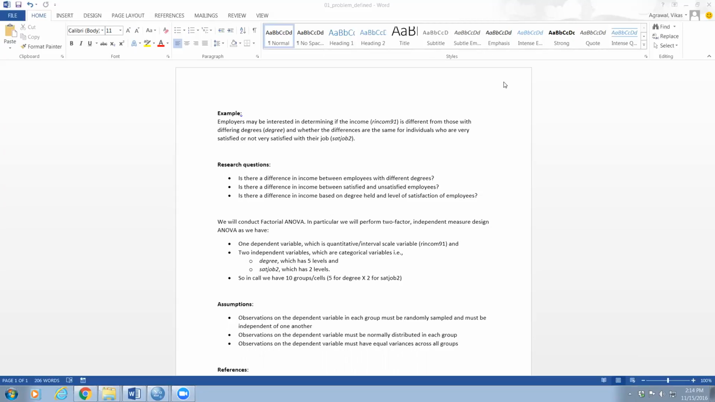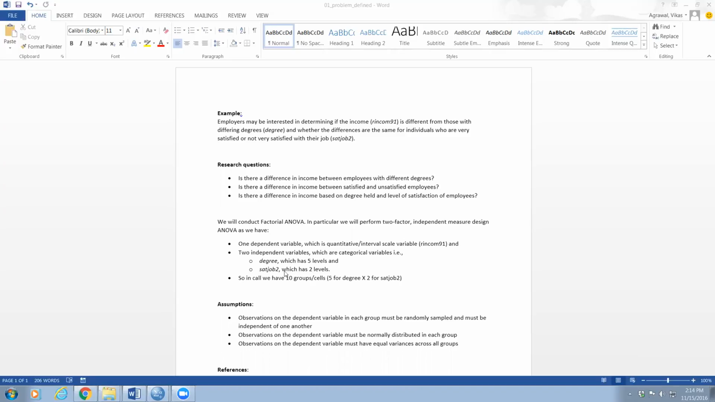So we're going to see, is there a difference in income between employees with different degrees? Is there a difference in income between satisfied and unsatisfied employees? Is there a difference in income based on degree held and the level of satisfaction of employees? So this is a factorial ANOVA. So we have two independent variables.